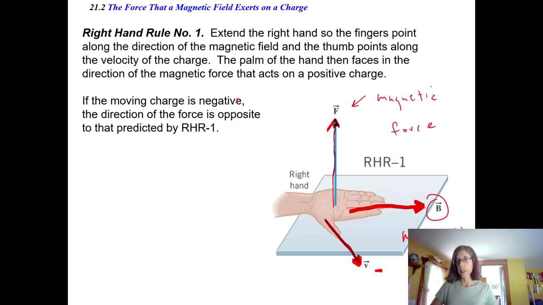So if a charge is moving in a negative direction, the direction of the force is going to be opposite to that predicted by the right-hand rule. So you're going to assume that, again, if the moving charge is negative, then the force is going to be in the opposite direction. So in this case, it would be directly downward.